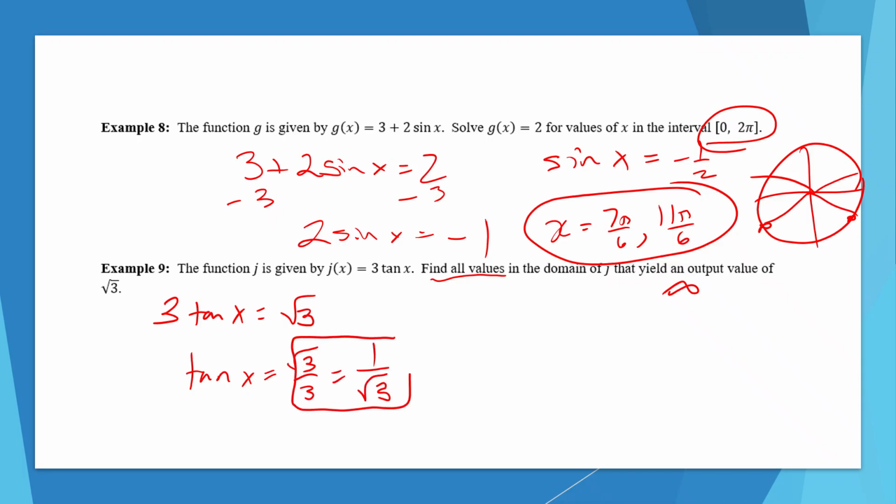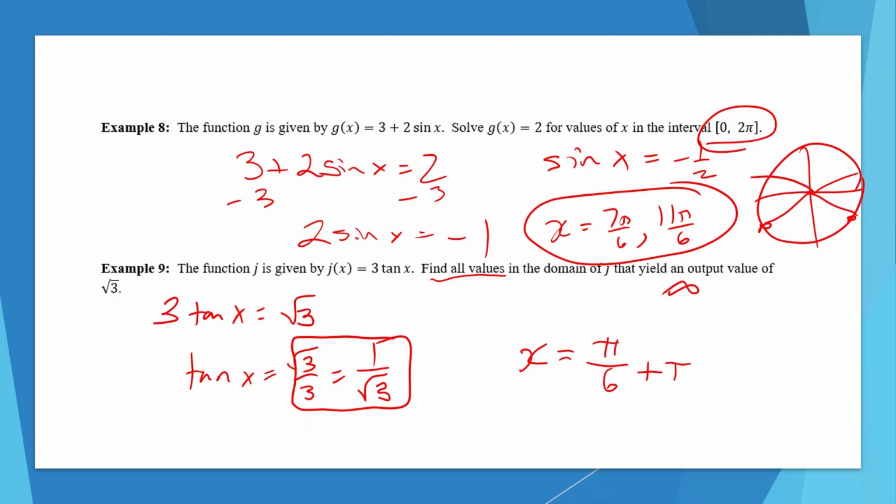This is one fact that I would just commit to your memory, right? You could see either one of those is fair game, and they are the exact same. One's just what happens if you rationalize the other one, right? So this is going to be at a 30-degree reference angle. So here we're just going to want to say x equals pi over 6.